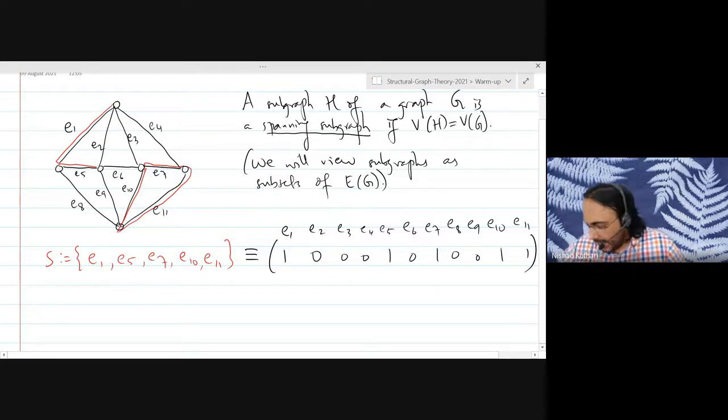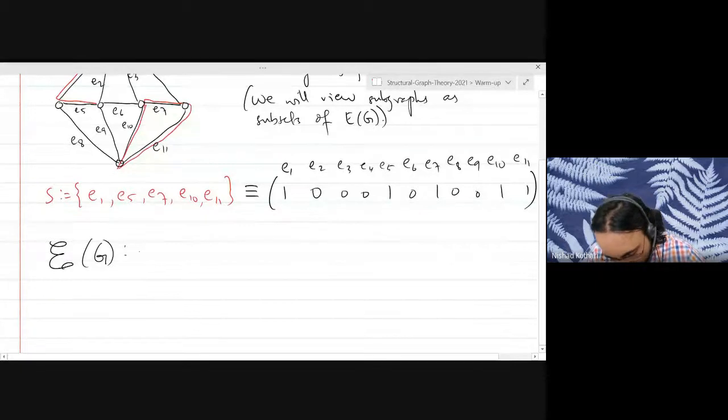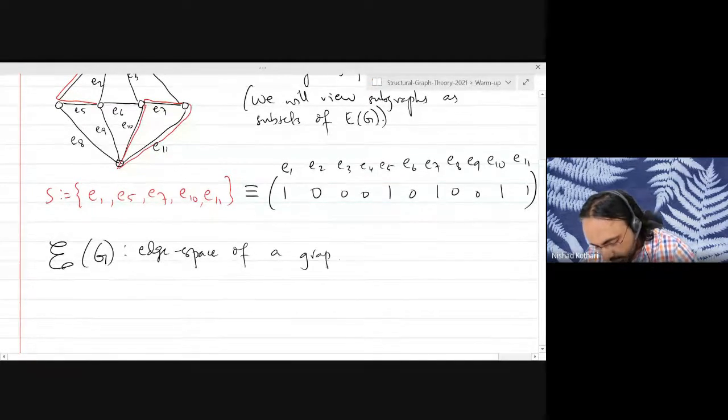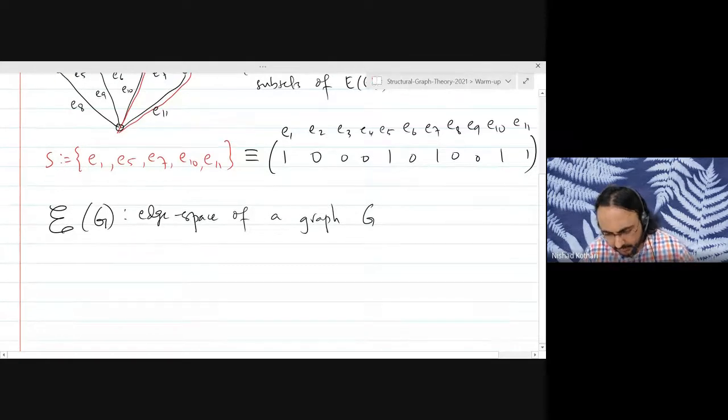Good. And if you consider all the subsets of the edge set of the graph, then you can view it as a vector space. So let's define a vector space. E of G is the edge space of a graph. And of course, you will ask me, what's the operation of addition? It's simply symmetric difference. Very standard stuff in theoretical computer science, for instance.